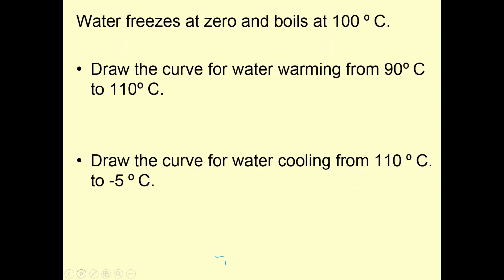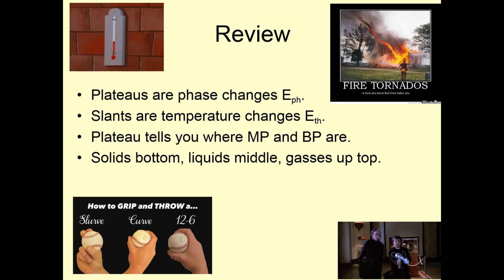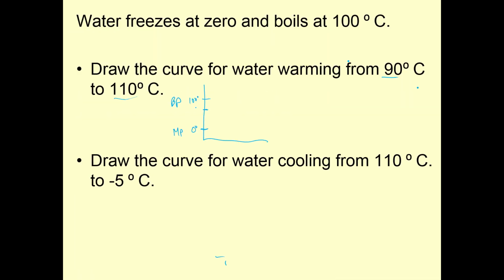Water freezes at 0 and it boils at 100. Draw the curve for water warming from 90 to 110. So water freezes at 0. This is 0. This is the melting point. We'll call this 100. This is the boiling point. So I'm going to start at 90 and go to 110. This is 90. This is 110. Start right here. I'm going to end right here. So slanty up.